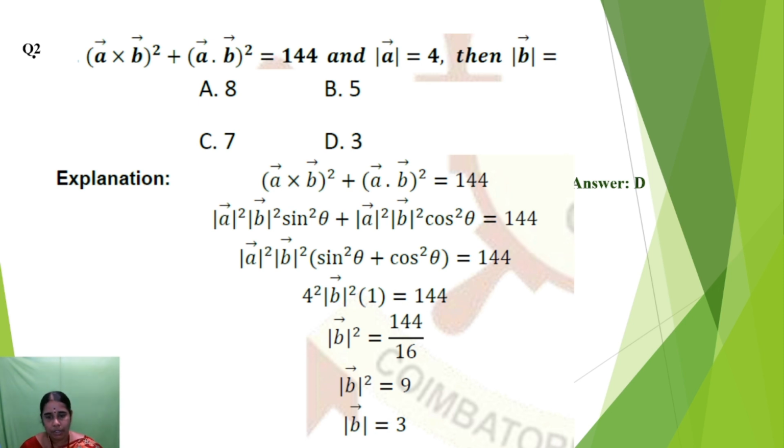For the case of dot, modulus of A square, modulus of B square into cos square theta. Taking common outside, we get modulus of A square into modulus of B square is equal to 144. On substituting modulus of A value, we get 4 square into modulus of B square. So, modulus of B square is equal to 144 by 16, which is nothing but 9. So, modulus of B square is 9, which means modulus of B equals 3. That's how we calculate the value for modulus of B, which is in our option B.